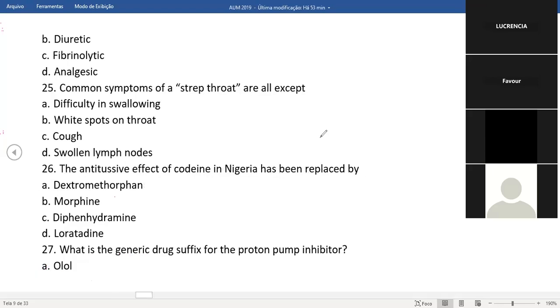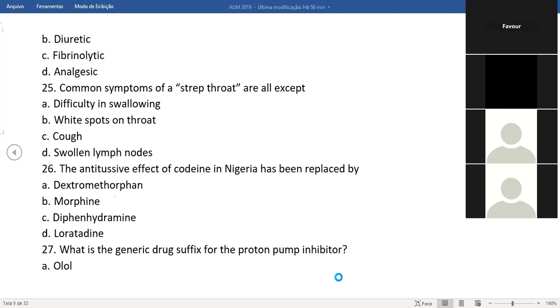Common symptoms of a strep throat are all except... Just imagine when you have sore throat. What's the answer? Just manage yourselves. Yeah, cough. That's the answer. Question 25 is C, cough.